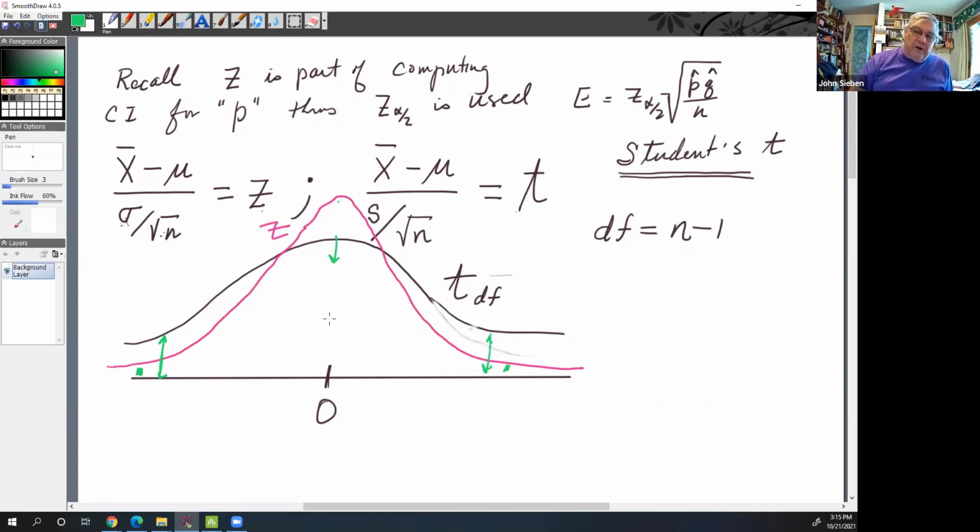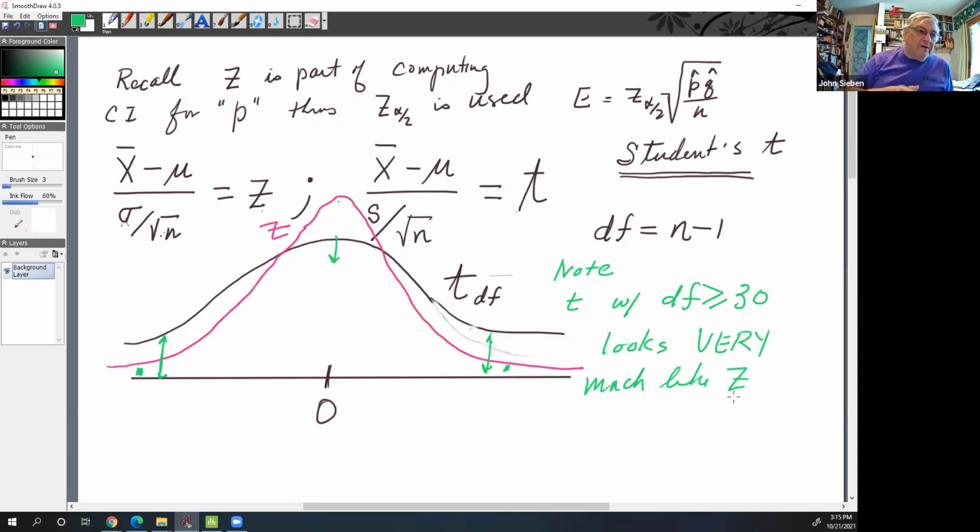Now, this is my crummy drawing, but let's let Minitab do us a better one. Before we do that, let's note that t with degrees of freedom greater than or equal to 30 looks very much like Z. Now, it isn't a Z, but it looks very much like a Z.